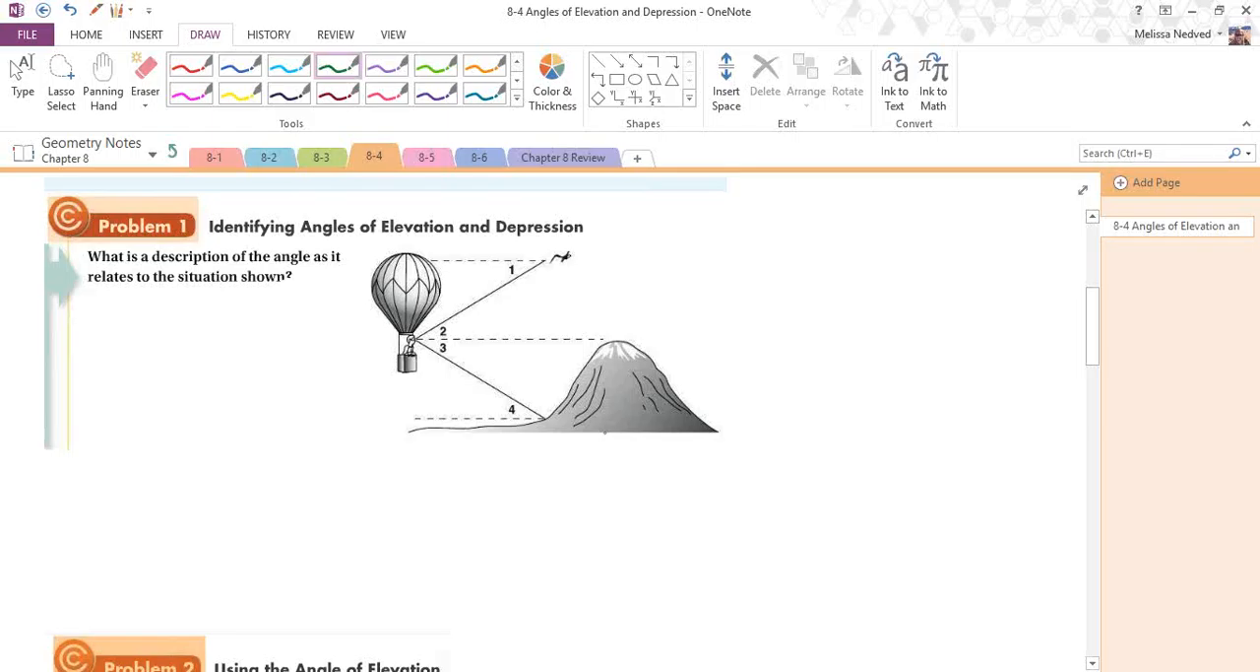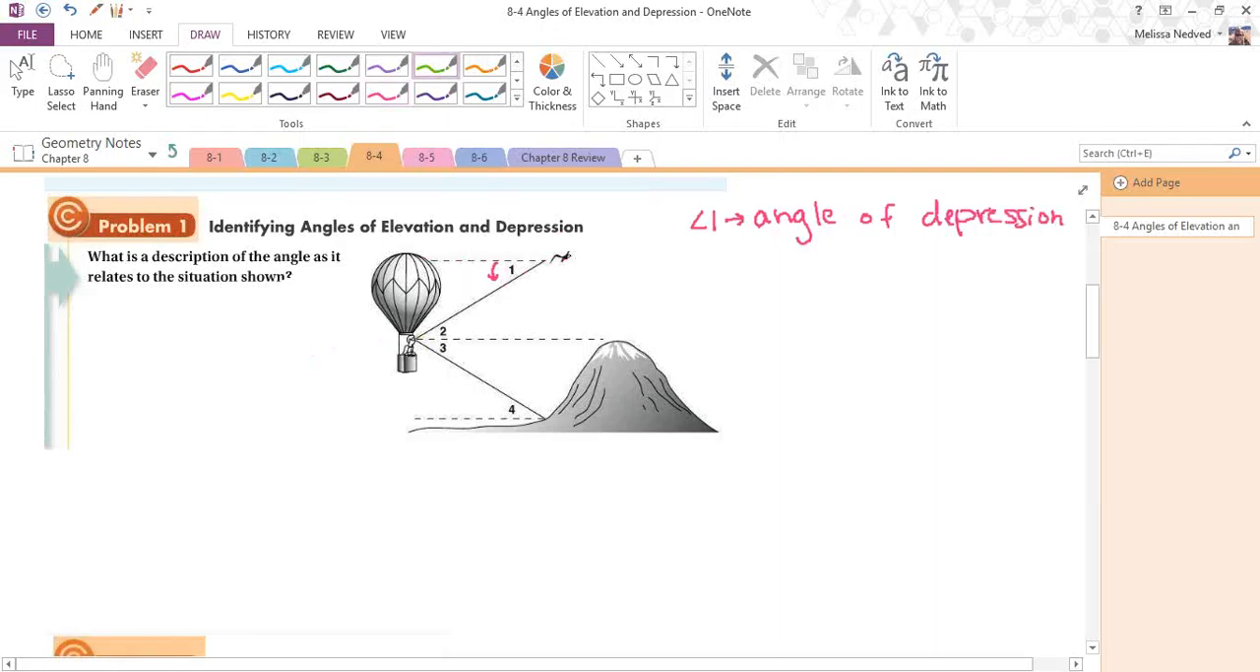So let's just practice identifying those two types of angles. We want to ask for a description of the angle. It relates to each of these angles listed here, 1 through 4. So let's start with angle 1, and it looks like angle 1 is from maybe a bird up here, and it's looking down to the person inside the hot air balloon. We start at the horizontal, which is this dotted line, and we're going down. That means angle 1 is an example of an angle of depression. Starting at the horizontal and going below.